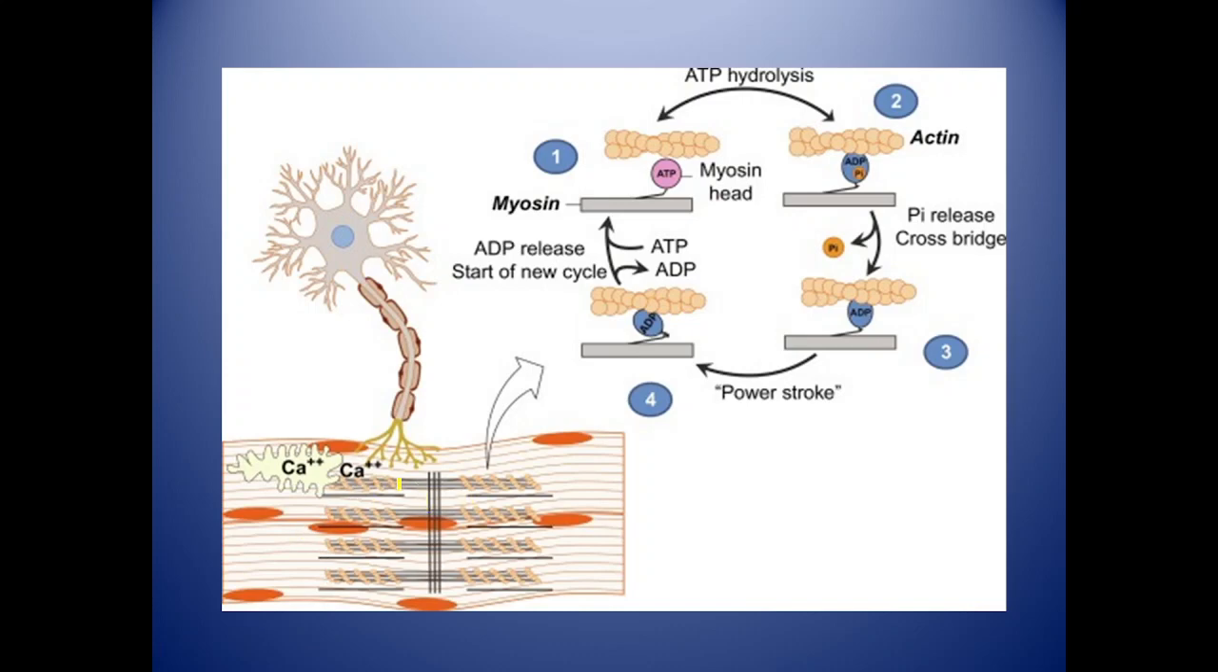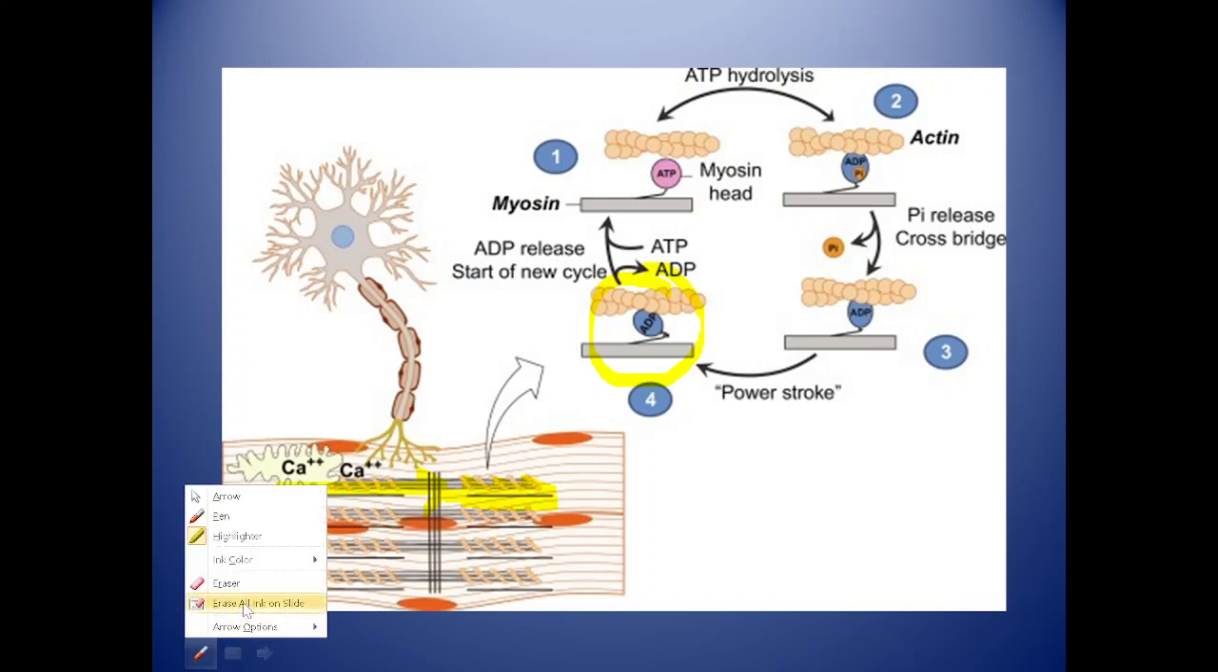So here, these black ones are the myosin, and this is the actin. The myosin will get attached to the actin, and as it rotates, the actin will be pulled inwards. This pulling action results in shortening of the sarcomere. And that is how muscles contract.